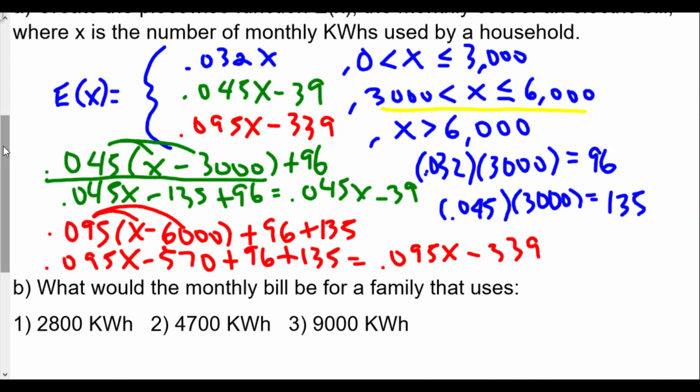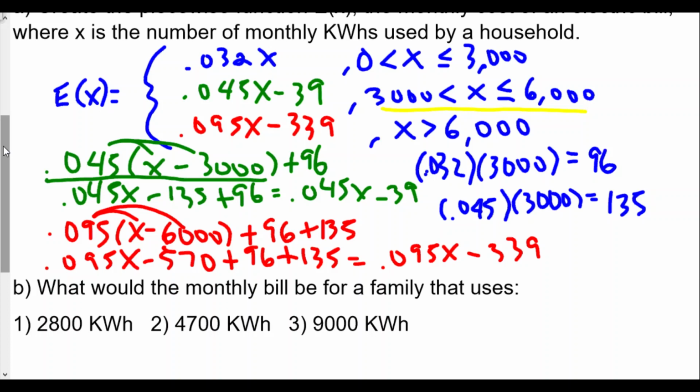Keep in mind that the idea is to figure out how much it would cost for that first 3000, and add that to your 0.045 times (x minus 3000), simplifying through. Then figure out how much it would cost for the next 3000, which we found was 135, and add the 96 and the 135 to the third function cost of 0.095 times (x minus 6,000), for all values of x greater than 6,000. And so that's how we got that.